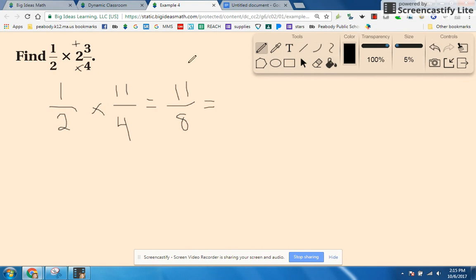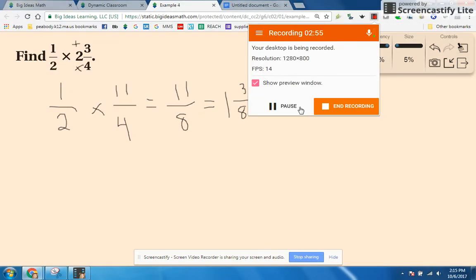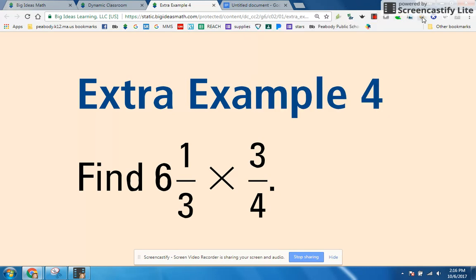You can actually leave it improper or you can make it mixed. It's totally up to you. If you're going to make it mixed, 8 goes into 11 one time. There would be 3 left over, and the denominator stays the same. You don't have to do this part if you don't want to, though. You can definitely just leave it improper. Okay, so let's try another one.